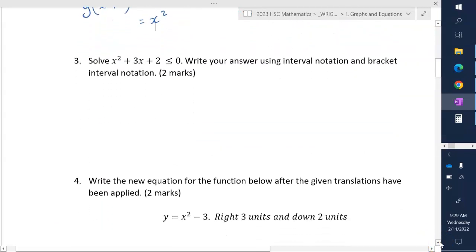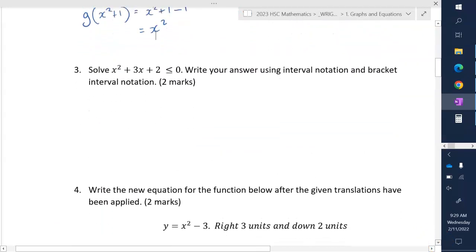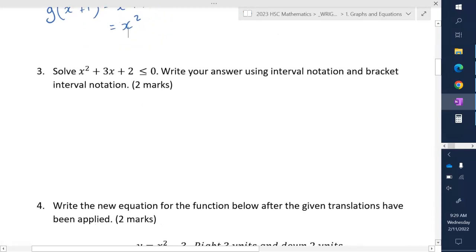Okay, question 3 here. Surprisingly, I was not happy with how this was done. A lot of people did not draw a graph and therefore got the wrong intervals for our solution. So it's saying solve x squared plus 3x plus 2 is less than or equal to 0. Write your answer in interval notation and bracket notation. You guys didn't have a problem with the interval notation and bracket notation. You just got the wrong intervals or notation for the question because you didn't do what you needed to do.